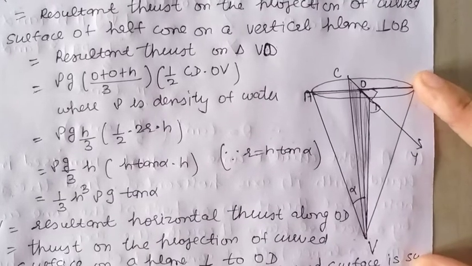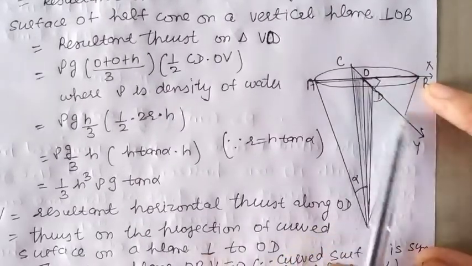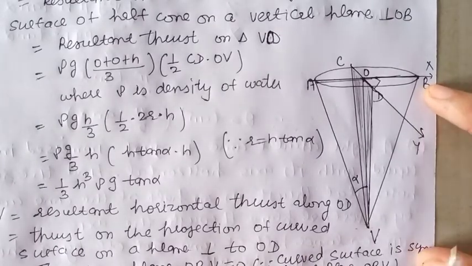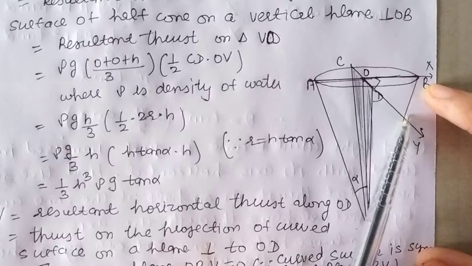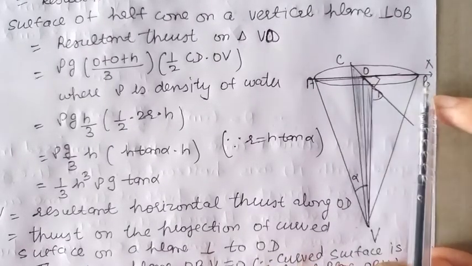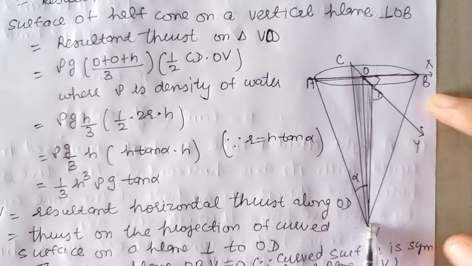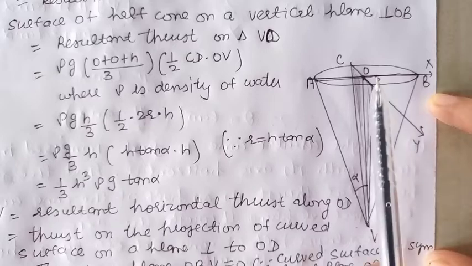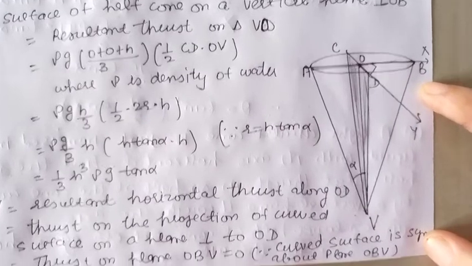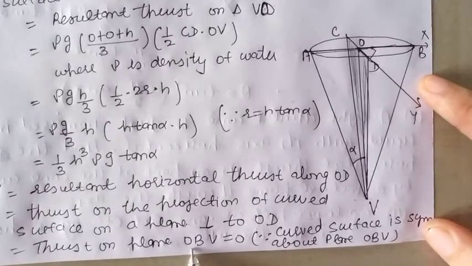Now to find the resultant horizontal thrust along the direction OD. By definition, it is the thrust on the projection of the curved surface on a plane which is perpendicular to OD. It means thrust on the triangle OBV. Now because the curved surface is symmetrical about the plane OBV, the thrust on this plane will be 0.